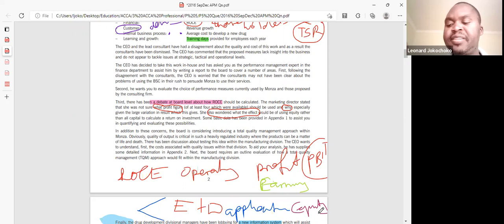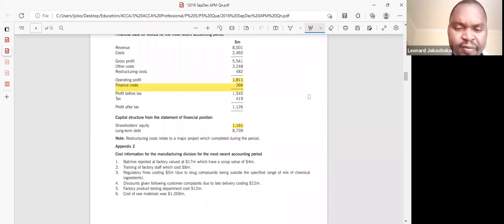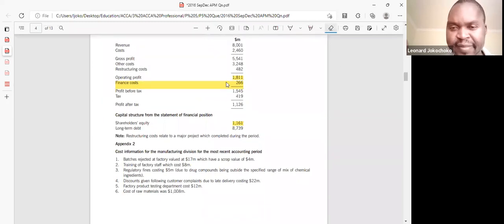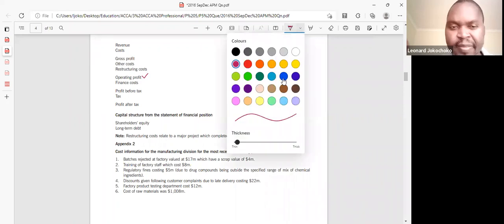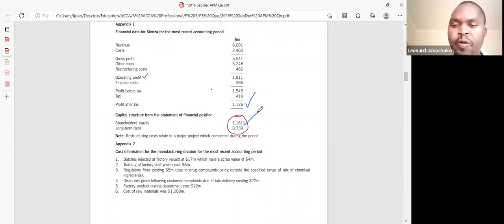Now let's see the effect. On the effect part of this question, you have to calculate, and we do have an appendix. In the appendix, we are given our various elements. We are given operating profits, and we said we can measure this against the total capital. We are also given the profit after tax or earnings, and we can measure this over equity. So it's time now to make use of my calculator.